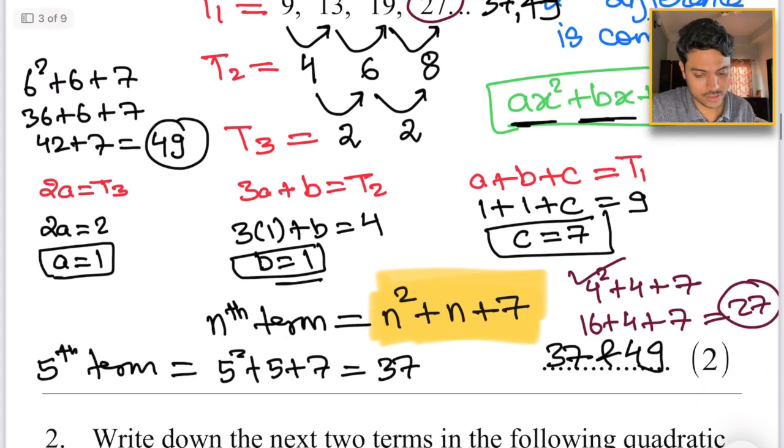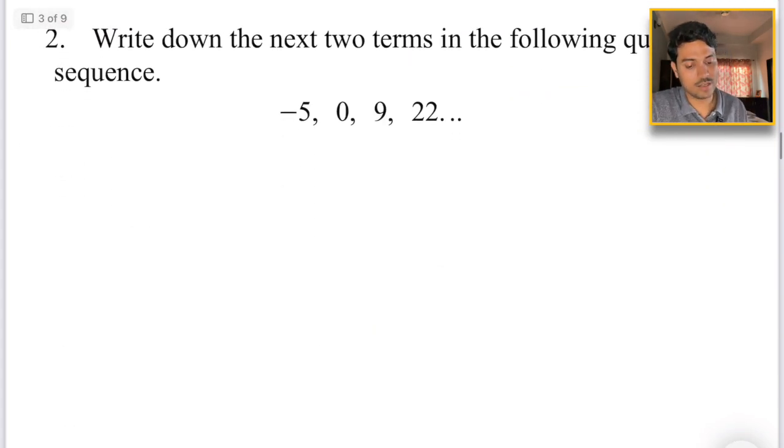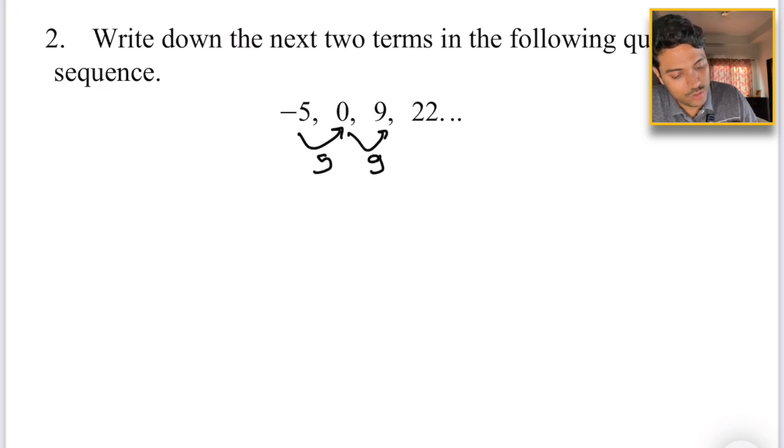Let's check the next question. It says, write down the next two terms in the following quadratic sequence. So we'll remember what we did in the previous question. Just check. Negative 5 to 0. So again, it's an increasing sequence. So negative 5 to 0, it's 5. 0 to 9, again it's 9. 9 to 22, I think it's 13. Yeah, the difference is 13.